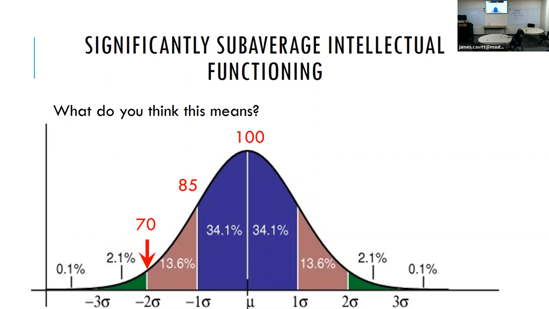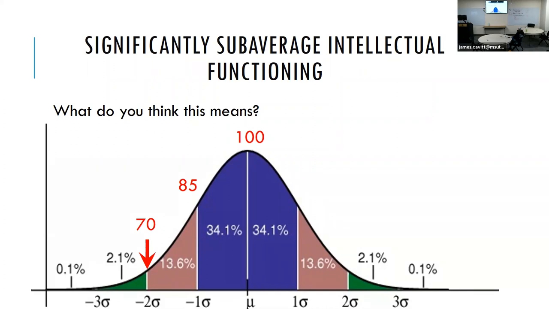So 100 is considered the average IQ for the world. These different lines mark standard deviations. That's where, statistically, that group ends. The bluish color here, 68.2% of the population fit into one standard deviation above and below the mean. 68% of the people live in that IQ range. And one standard deviation is 15 points. So from 100 to 85 is the low end of the average IQ range.